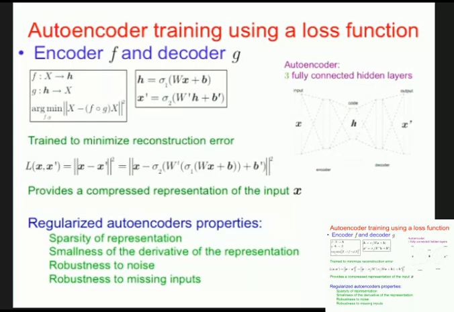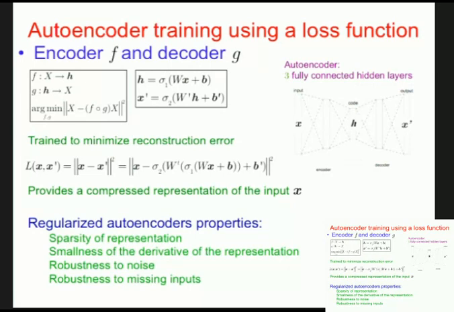And so how do we determine those weights would be by defining a loss function. So here is the loss of X, X prime is given by the difference between X and X prime. And by just substituting that expression here, this is what we're trying to minimize here. So it becomes a standard problem of minimization.